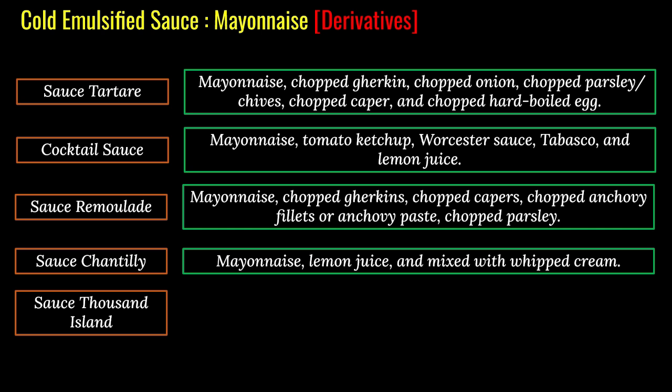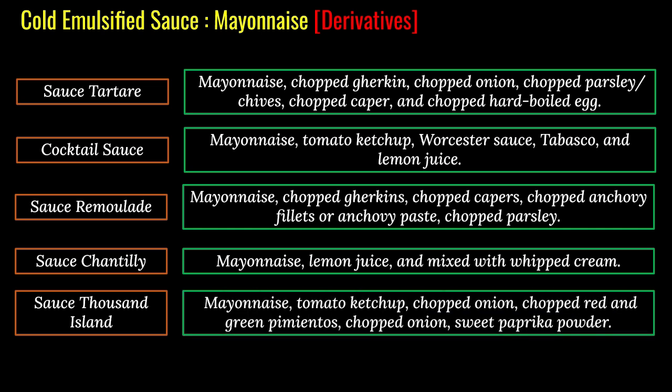Sauce Thousand Island. It is mayonnaise mixed with tomato ketchup, chopped onion, chopped red and green pimentos, sweet paprika powder, and ultimately that will be transformed into sauce Thousand Island. Okay, clear? Fine. Good. Now, as usual, there will be some faults in making mayonnaise. There will be a curdled texture, and you have to rectify it as a chef. So, we should discuss that fault.